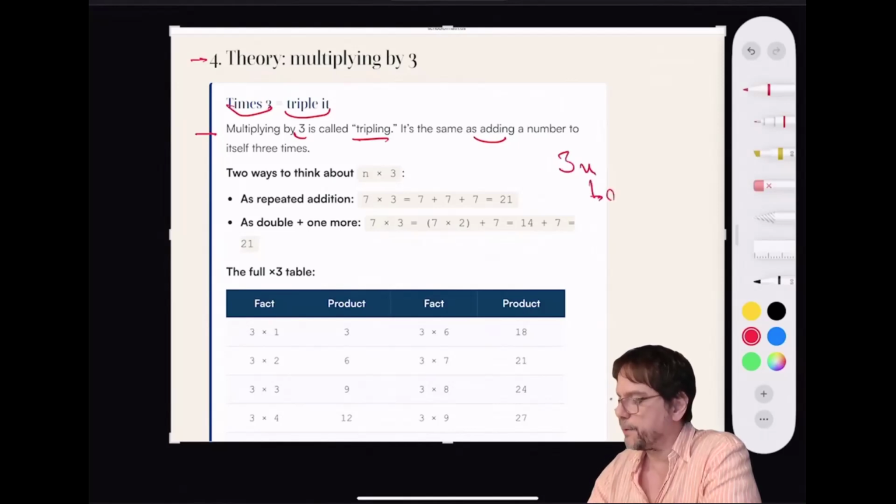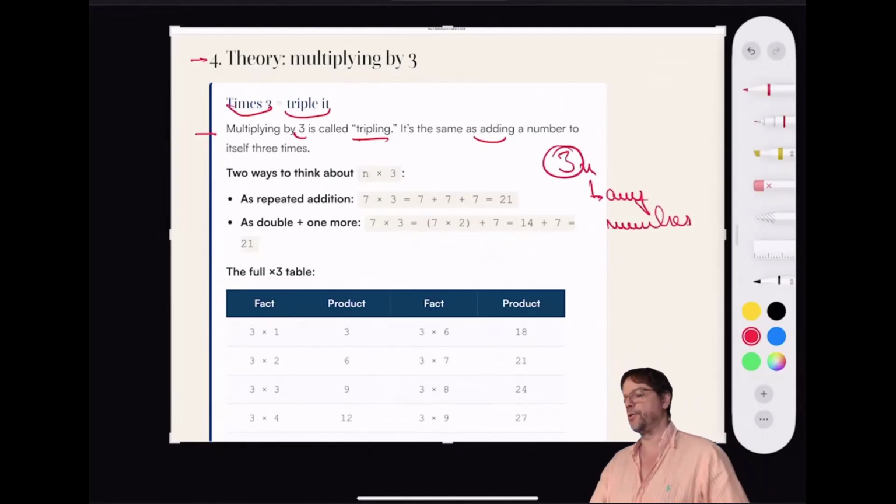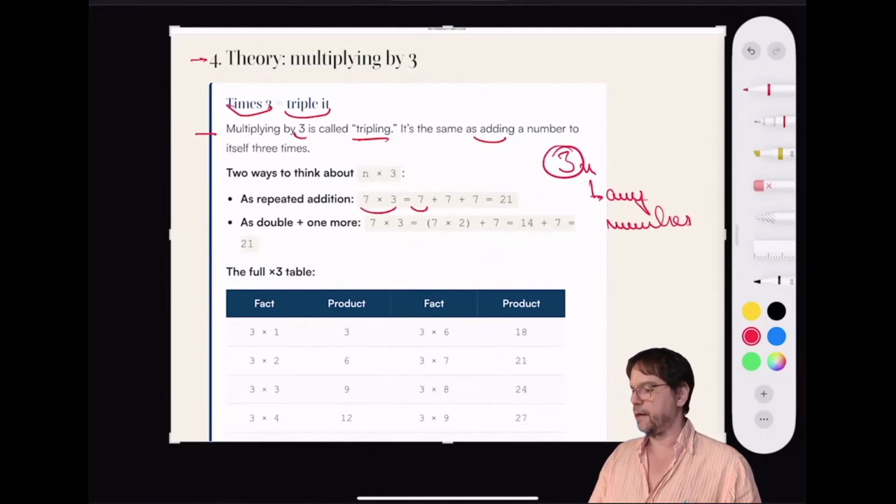I have any number here, and if I want the triple, I just multiply by 3. Is that okay for you? For example, 7 times 3 is 7 plus 7 plus 7, that is 21. Is that okay?